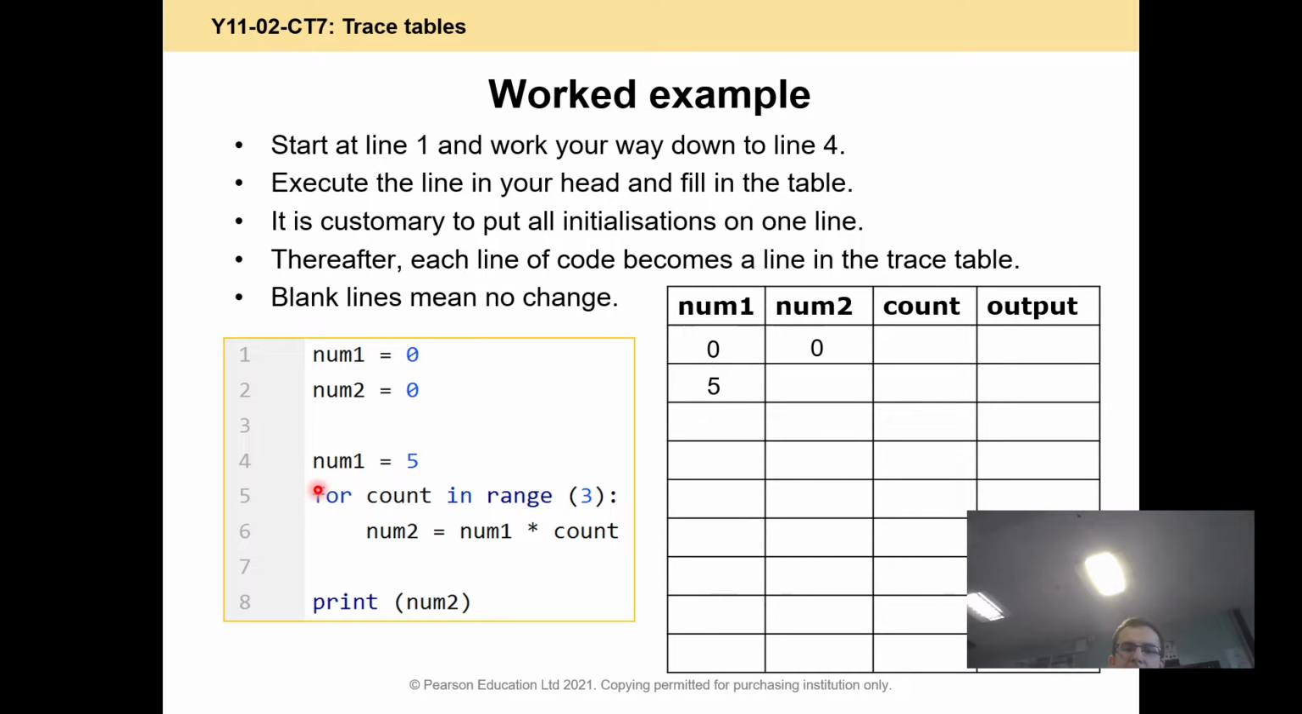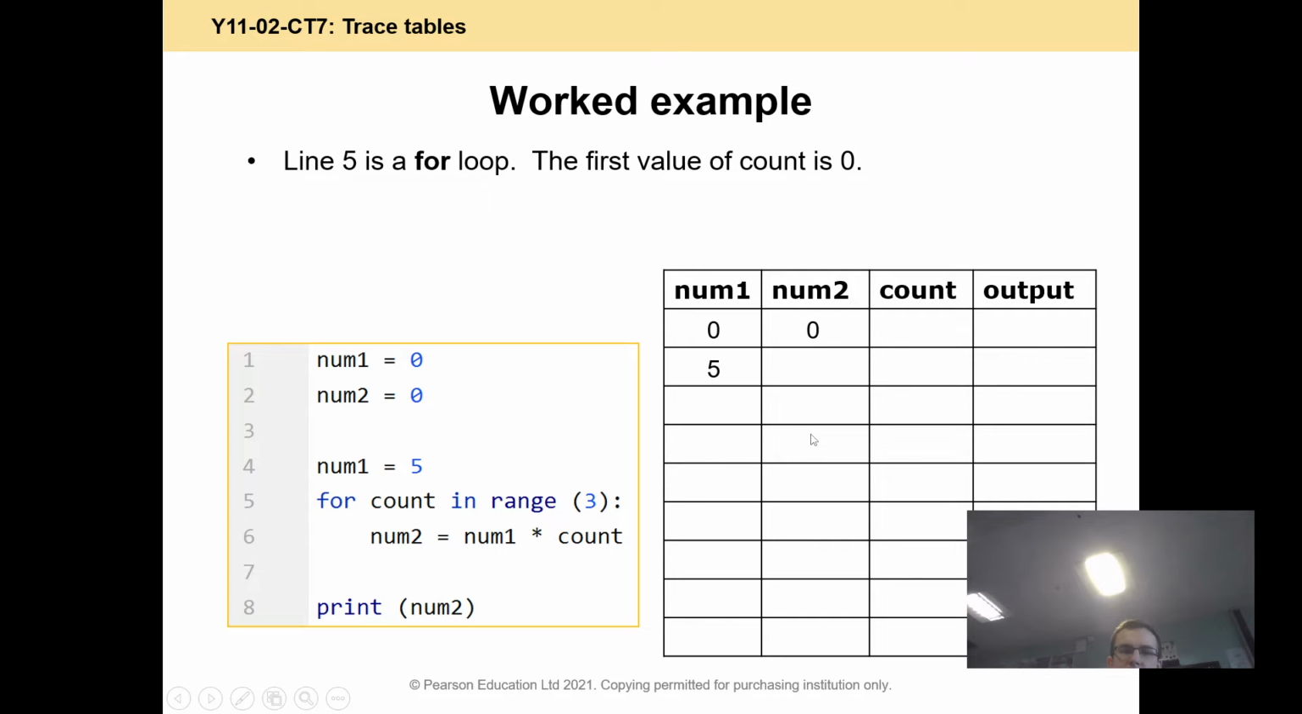Okay, what's going to happen next? Well, here for the for loop, we're going to set count to the first value in range 3, which is going to be 0. So we're going to set count to 0. Notice we don't need to bother writing anything in here because num2 hasn't changed. It's still 0 because we set it to 0 at the top.